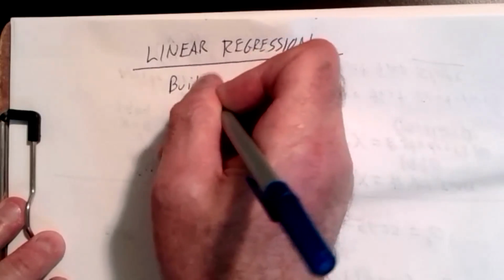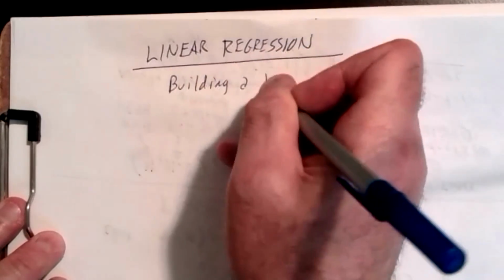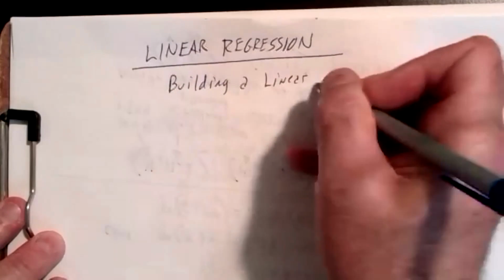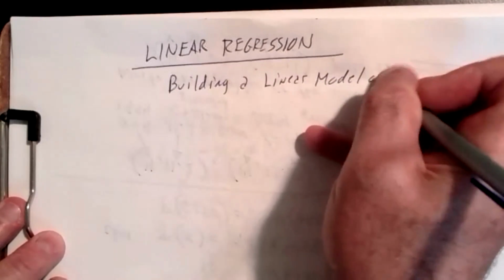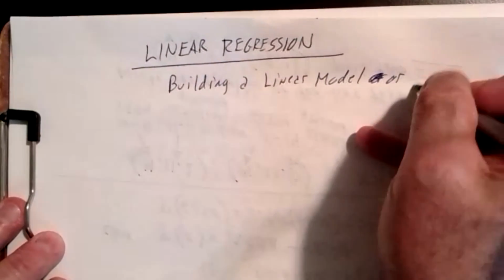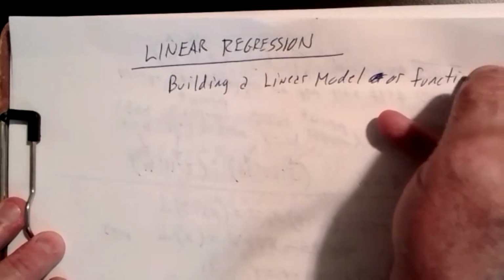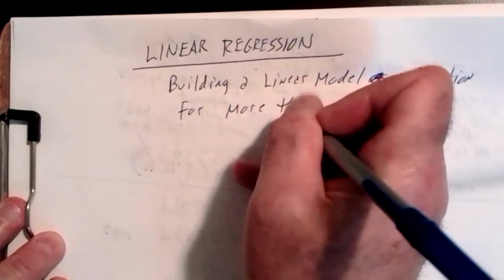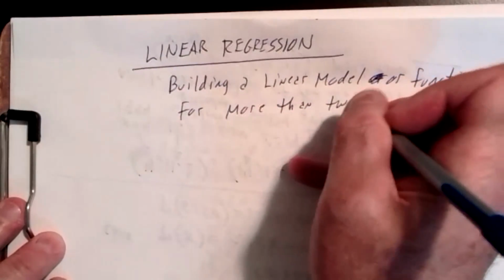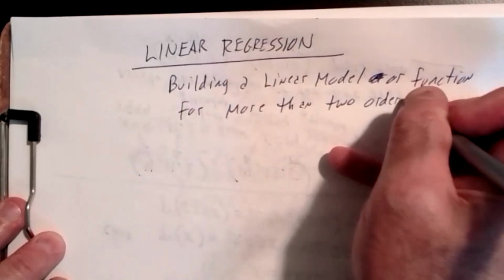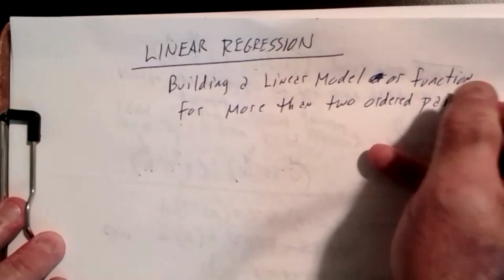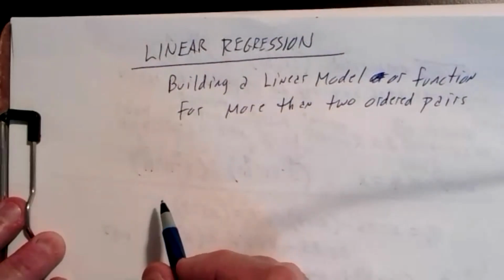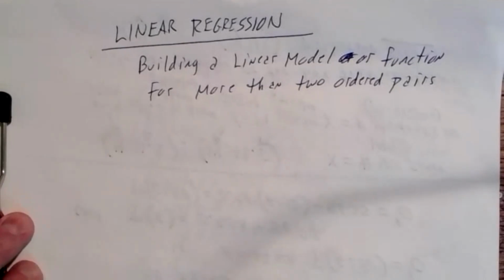Linear regression is, like I said, building a linear model or function for more than 2 ordered pairs. It's called linear regression. I'm going to show you how to do linear regression, ladies and gentlemen, on a data set, an ordered pair data set now. So have your calculator ready.